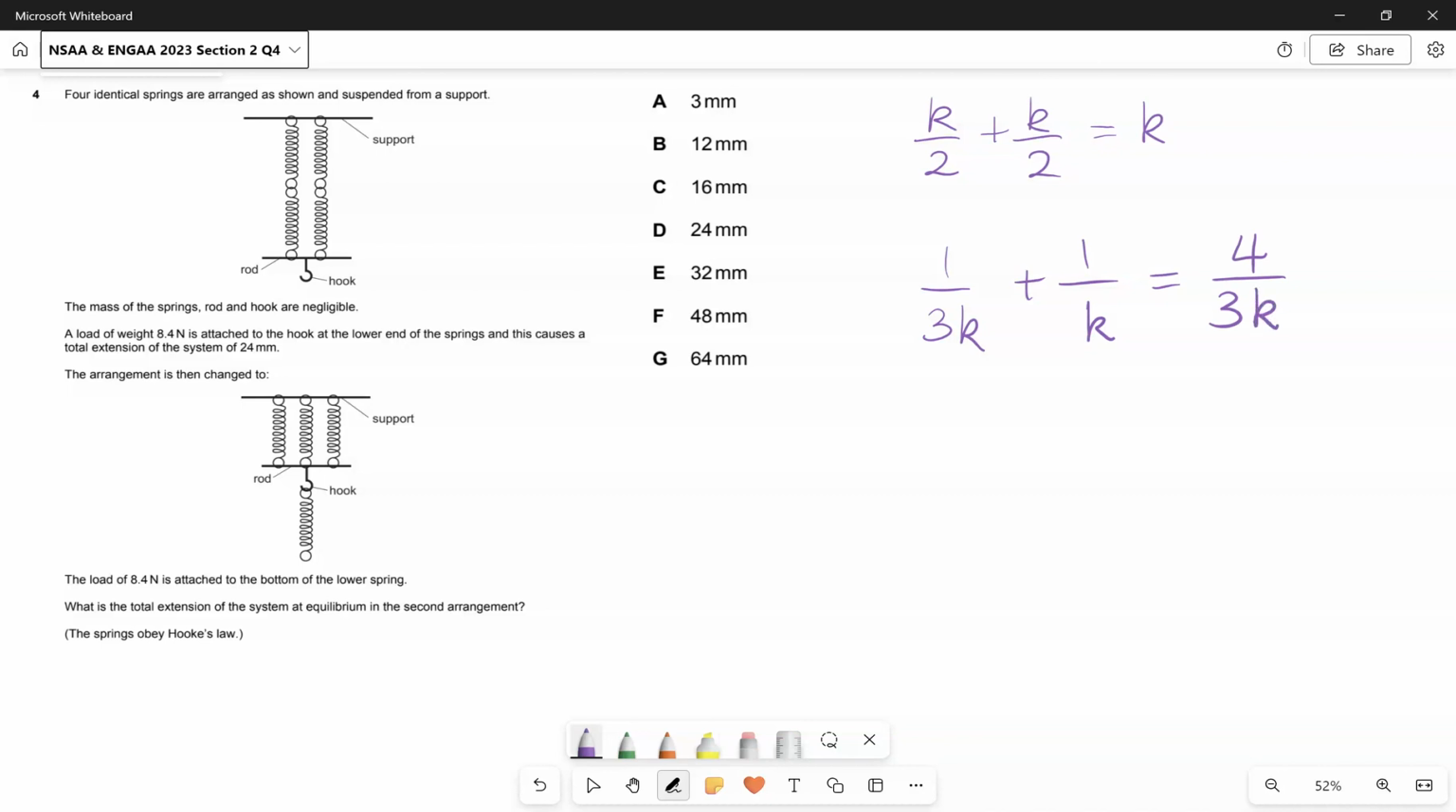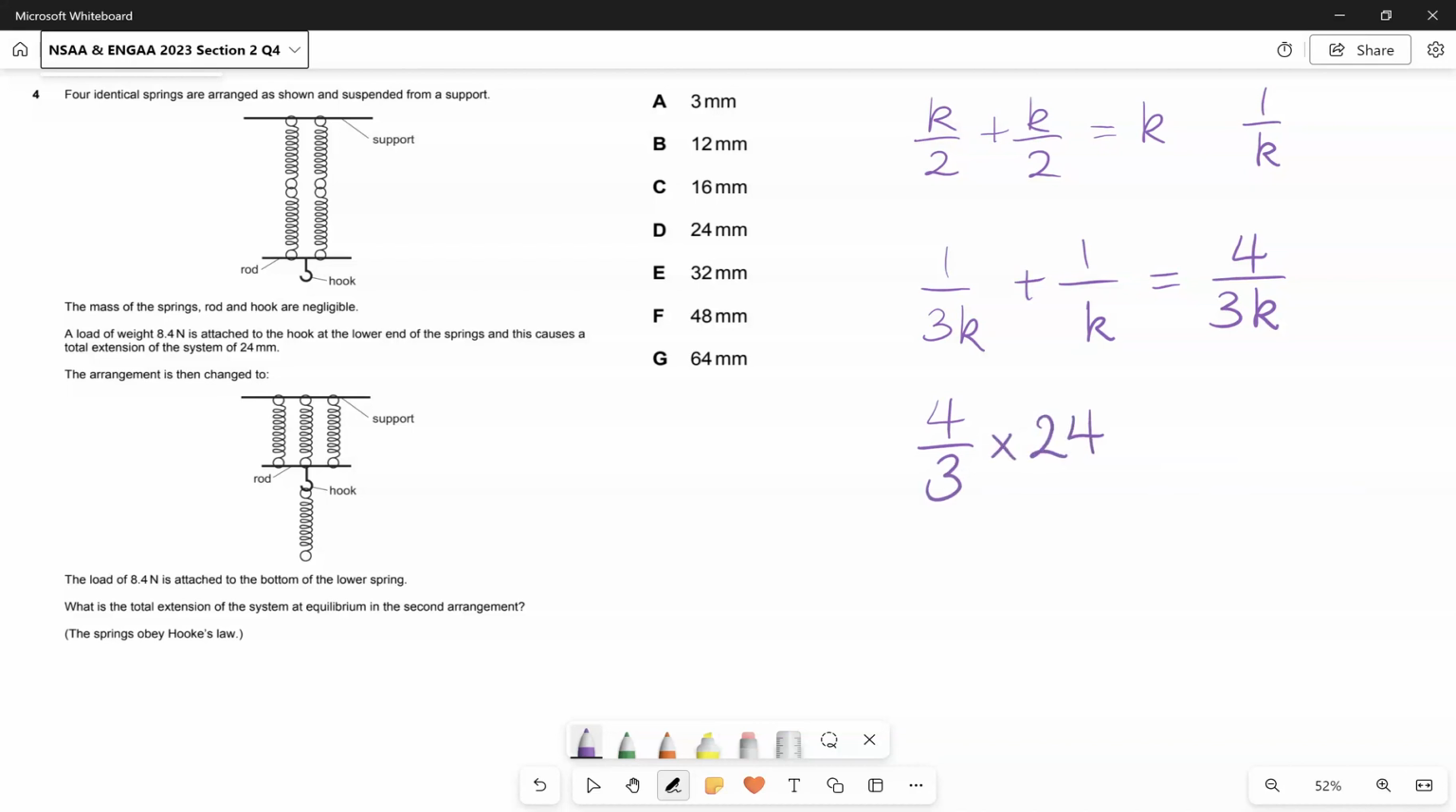And what I'm going to do is I'm not going to flip it for this. I'm going to flip the other one. I'm going to write this as 1 over K, because we know our extension is equal to force divided by the effective spring constant. So from this, we just need to see how the extension changes from one to the other. So the second one is going to give us 4 over 3 times the extension of the top.